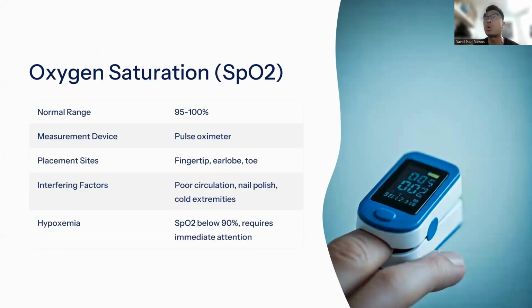Oxygen saturation, or SpO2, shows how much oxygen the blood carries. The normal range is 95 to 100%, measured using a pulse oximeter. We can place the sensor on a fingertip, earlobe, or toe. Factors like poor circulation, cold extremities, or even nail polish can interfere with accuracy. An SpO2 below 90 indicates hypoxemia and requires immediate clinical intervention.